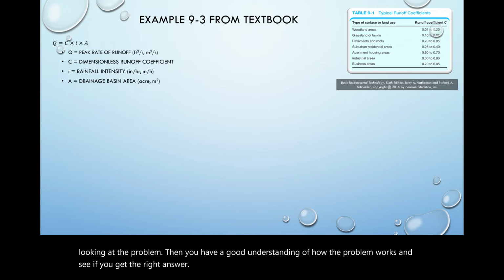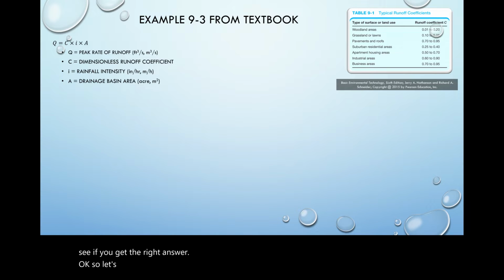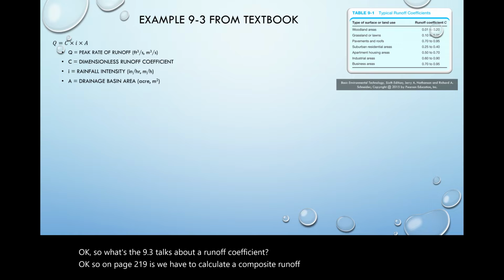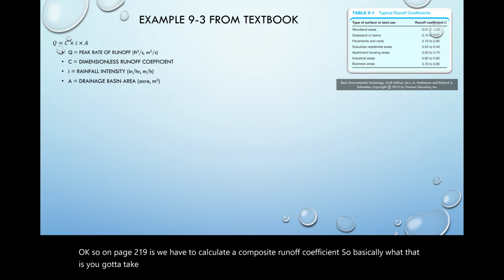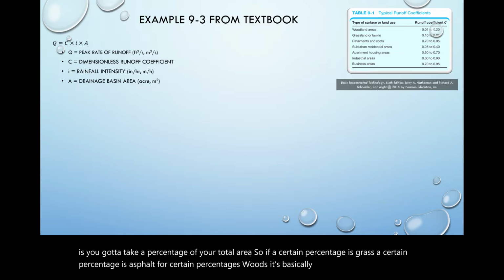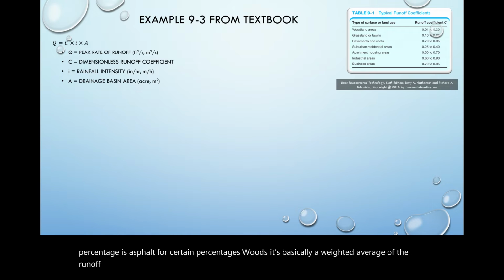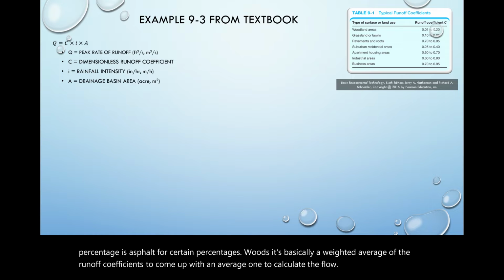Okay, so let's talk. 9.3 talks about a runoff coefficient. On page 219 we have to calculate a composite runoff coefficient. So basically, you got to take a percentage of your total area. If a certain percentage is grass, a certain percentage is asphalt, a certain percentage is woods, it's basically a weighted average of the runoff coefficients to come up with an average one to calculate the flow. So 9.3 goes over that.